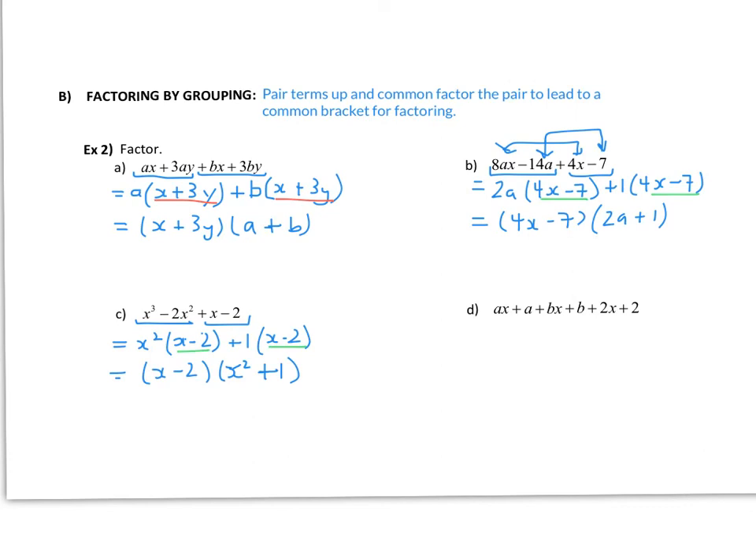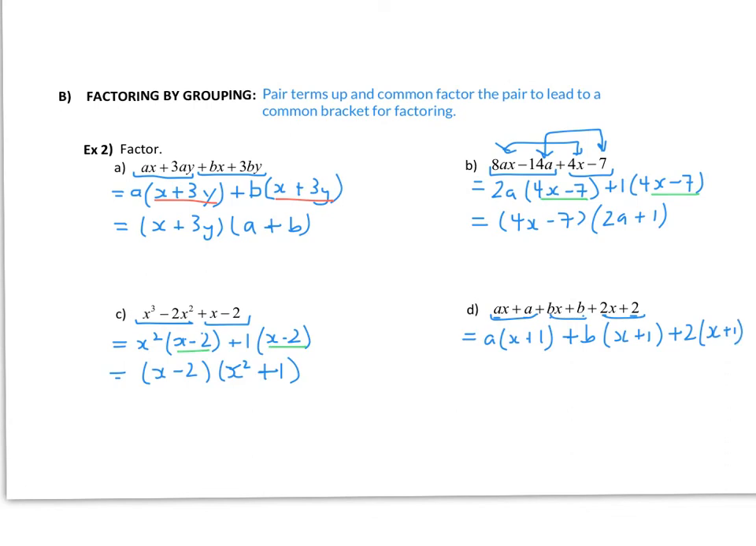Okay, and the last example. Now there's 6 terms this time, but you might see a pattern here. There's an A and an A, and a B and a B, and a 2 and a 2. So I'm actually going to just pair these up, but it's going to be 3 pairs this time. First pair has A in common, and we get an x plus 1. The second pair has B in common, so plus B, x plus 1. And the third pair has a 2 in common with an x plus 1.